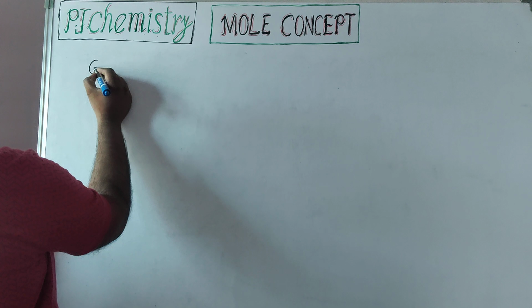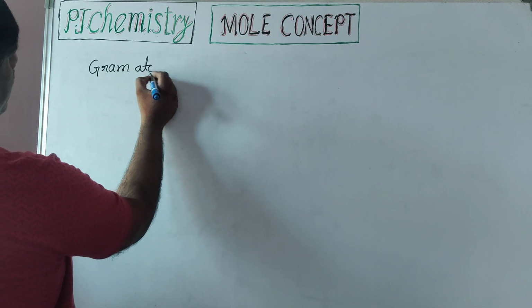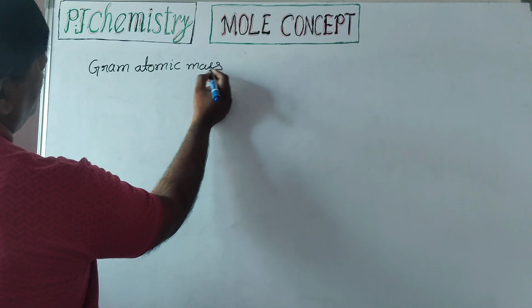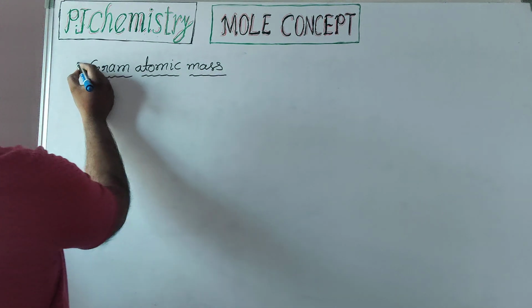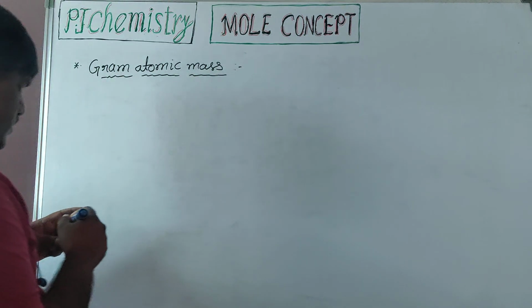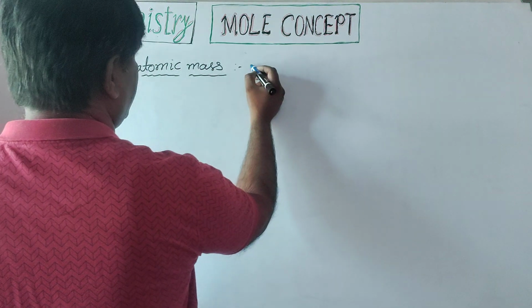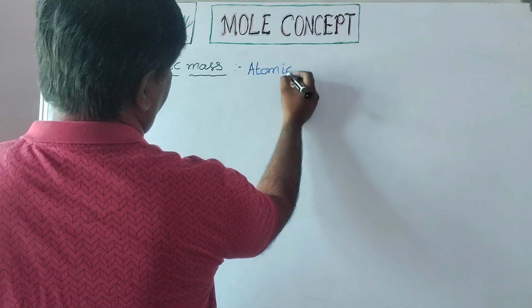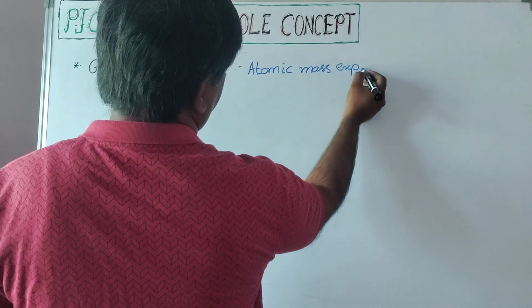Gram atomic mass. What is meant by gram atomic mass? Atomic mass expressed in grams.